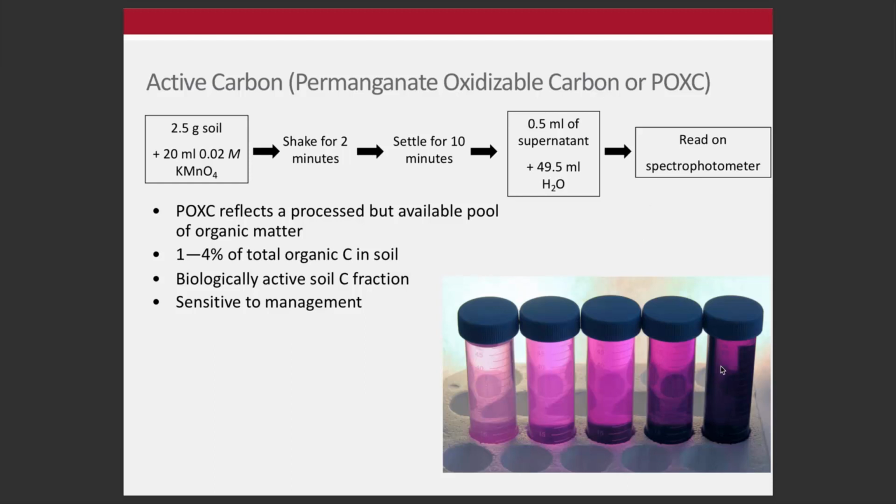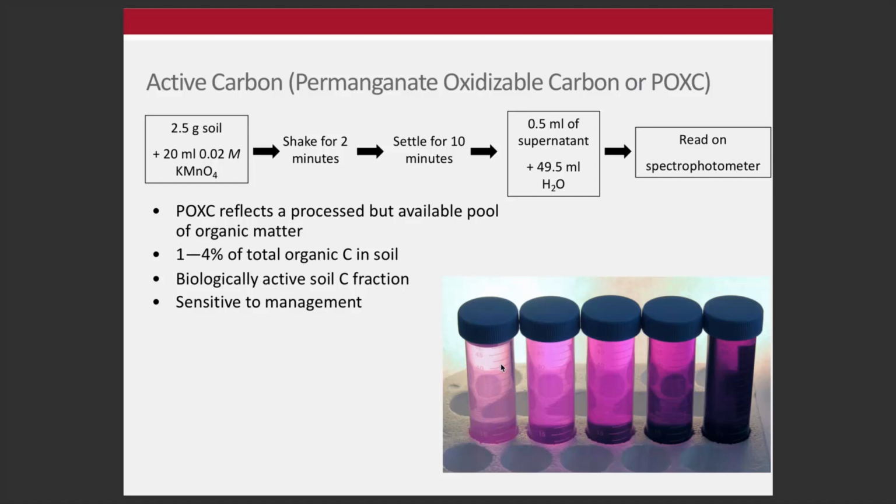So again, the more of this active carbon, or POX, the more that brilliant purple permanganate solution will react with it and be consumed, and then as that permanganate is consumed, it essentially turns to clear. It loses its pigmentation. So then we read this on a spectrophotometer, which will quantify how much light passes through. So the darker the tube, the less active carbon. The lighter the tube, the more active carbon. So it's maybe a little counterintuitive. It's a little bit of an inverse relationship there.